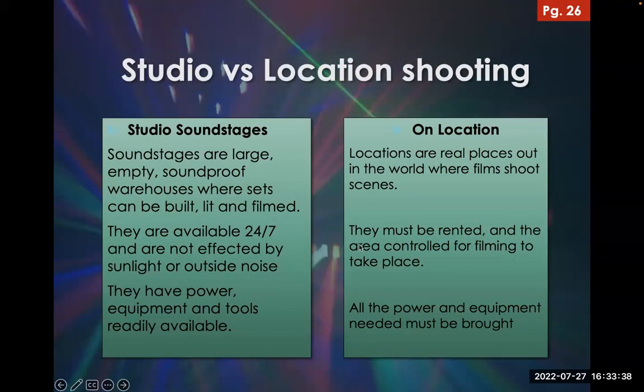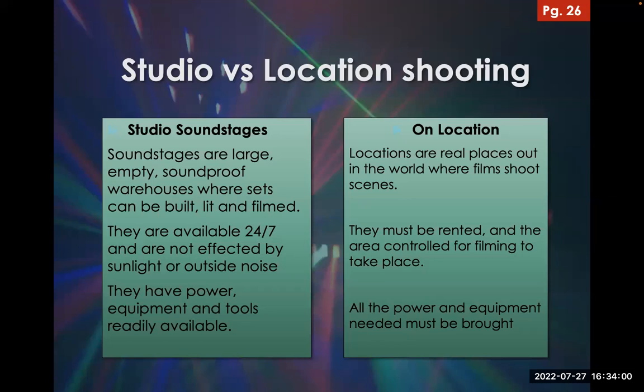So studio versus location shooting. If you're shooting in a studio, you're shooting on a sound stage, and there are these large, empty, soundproof warehouses where sets can be built, lit, and filmed. The key thing is that they can come back to them 24/7. They're soundproof. There's no light getting in, so they're dark. All light is artificial. They have power, equipment. It's the best place to shoot.